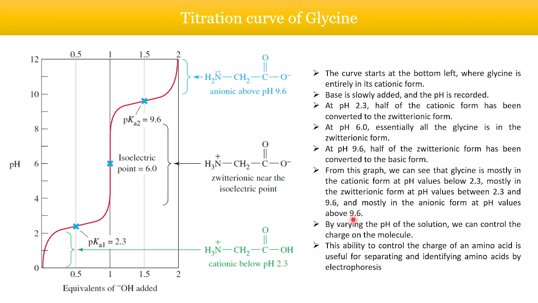By varying the pH of this solution, we can control what charge this molecule actually has. And how are we calculating this PI? It is the half of the addition, or the mean, of pKa1 and pKa2. So pKa1 plus pKa2 divided by 2 is how we calculate the PI.